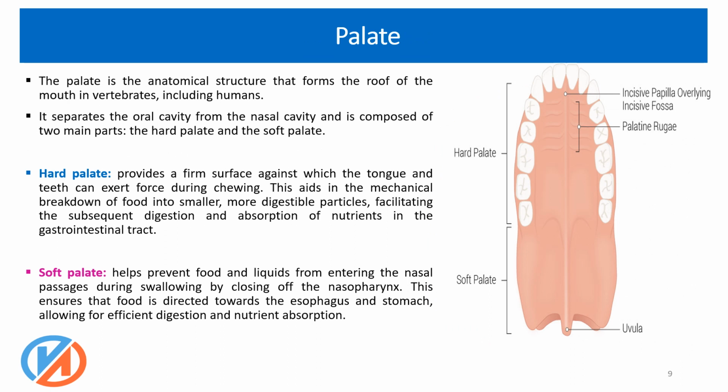The next part of the oral cavity is the palate. The palate is the anatomical structure that forms the roof of the mouth in vertebrate animals, including humans. It separates the oral cavities from the nasal cavities, and it is composed of two main important parts. These are the hard palate and the soft palate.